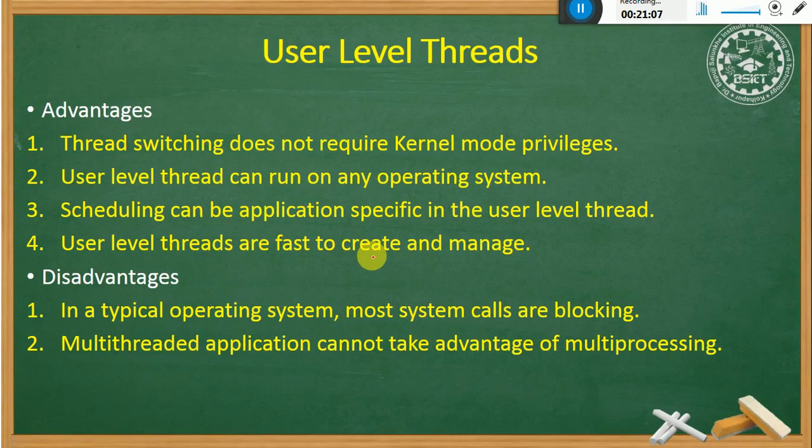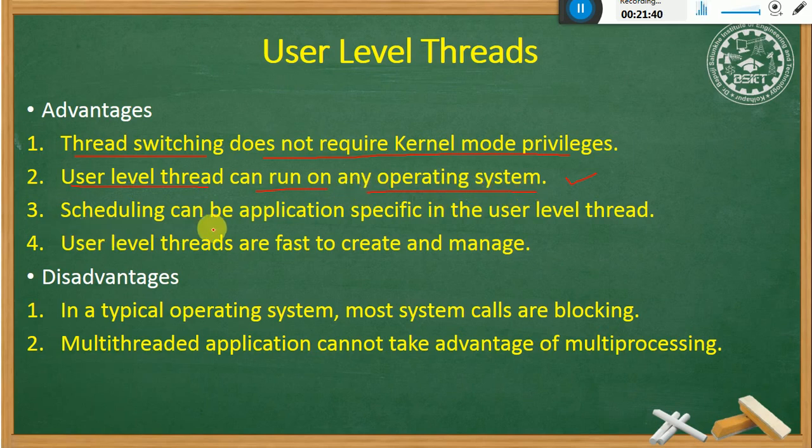So what are the advantages of user level thread? User level thread advantages are: thread switching does not require kernel level permission. User thread can run on any operating system. So due to that, the platform independent or portability feature in the operating system will be available. So user level thread can be run on any operating system.